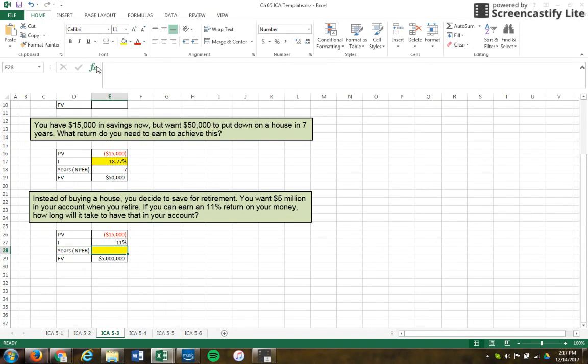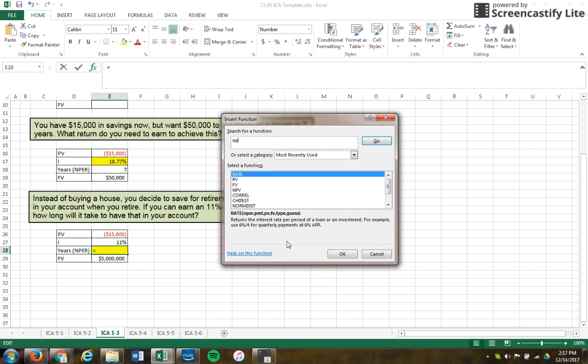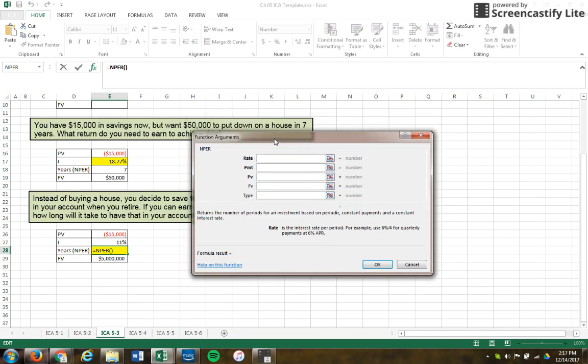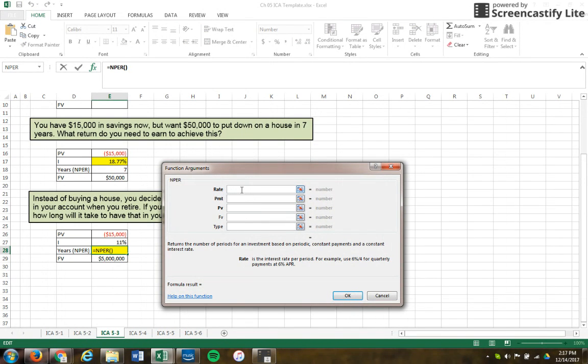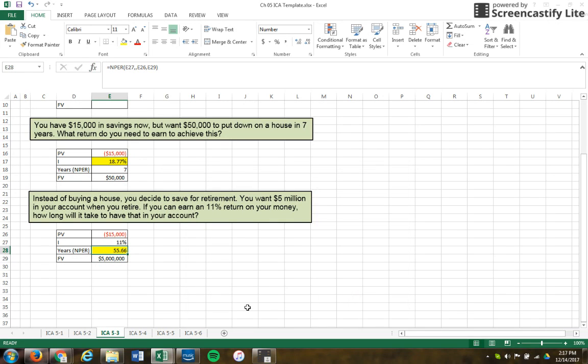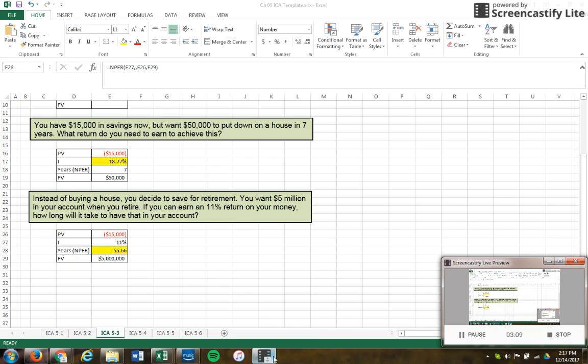Okay, so the function we're going to be looking for is NPER. Number of periods is the function that helps us calculate the number of periods that we have. So we're going to enter what we know. Rate is 11%. Skipping payment. Present value, we're starting with negative 15,000. Future value is a positive 5 million. And we hit enter, and we notice that it would take us about 55.5 years to turn $15,000 into 5 million, which, moral of the story is, start saving early for retirement.